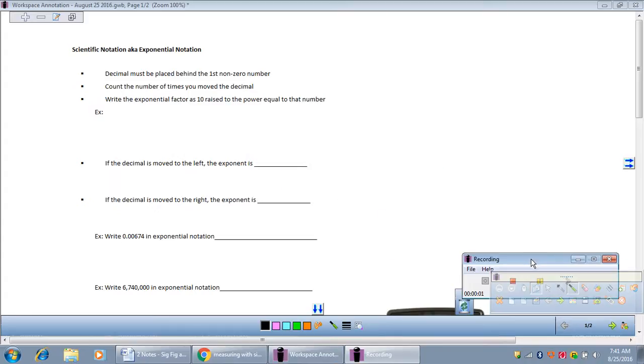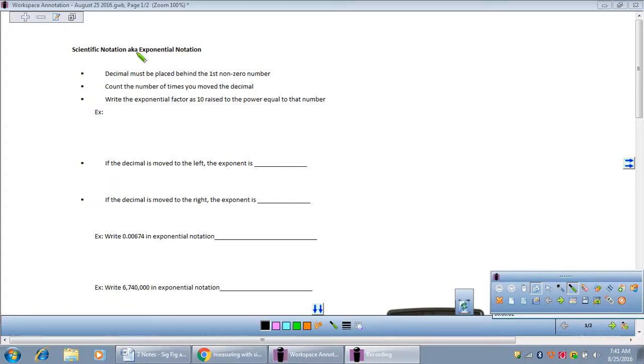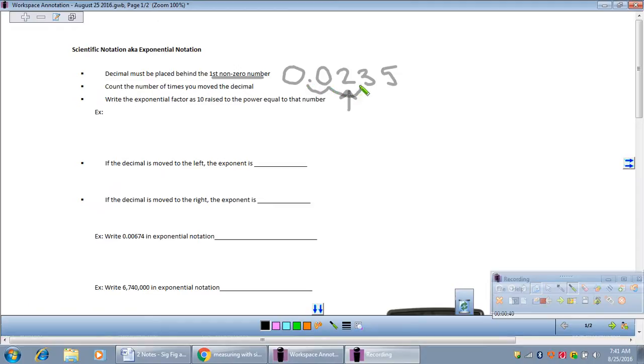Okay, this recording is about scientific notation, which is basically exponential notation. What you need to know about scientific notation is that the decimal must be placed behind the first non-zero number, meaning that if you have a number like 0.02352, the 2 would be your first non-zero number. So if you are converting this number into scientific notation, you need to move your decimal behind the first non-zero number.